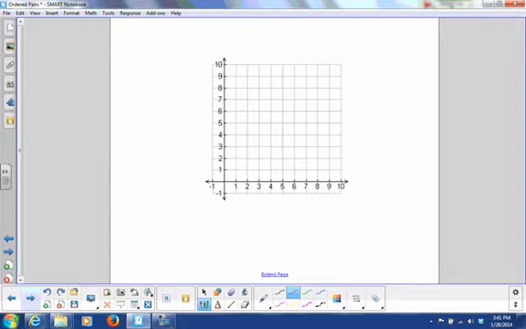Okay, I want to plot a point at 3 and 0. Okay, so I'm going to run, jump. So I'm going to run over to 3 and 0, so I'm not going to jump, so my point actually goes on that line.